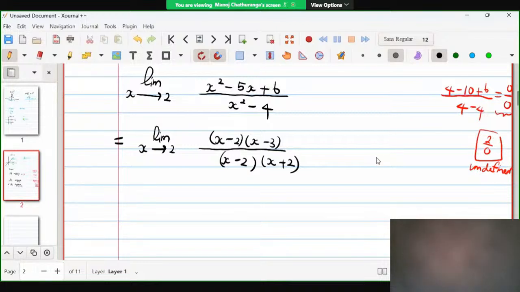Now, there are common factors, and we simplify those. If those factors appear in both the numerator and denominator, that means they cancel out. After cancelling them, again take your secret pen and paper and compute. Now substitute 2. 2 minus 3, 2 plus 2. So what you get is minus 1 divided by 4.